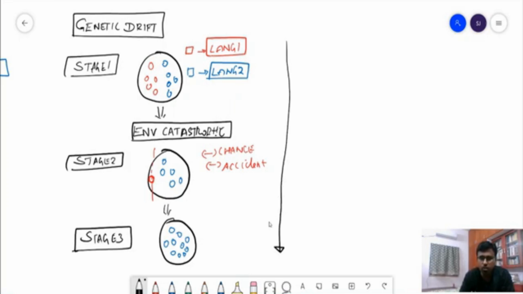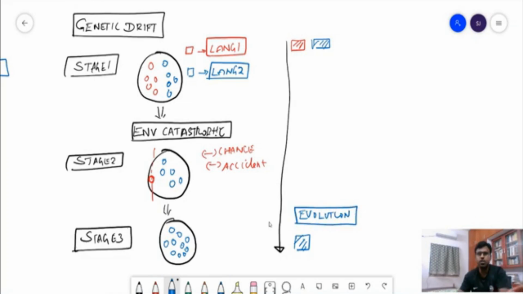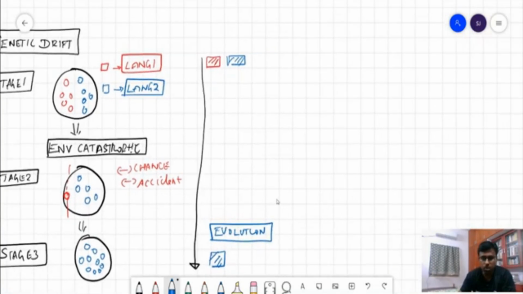Red and blue were in equal amounts, but now, because of chance and environmental destruction, the blue gene has taken over. This is a change in allele frequency, and evolution is the same, a change in genetic or allelic frequency. And this is the difference between natural selection and genetic drift. And this is what you have to write now.